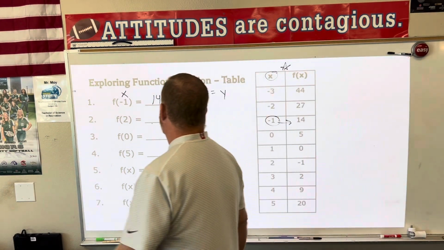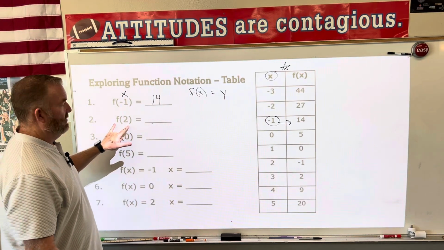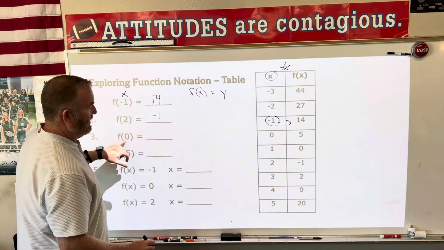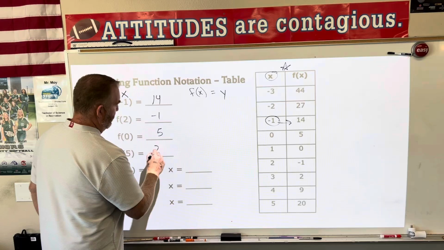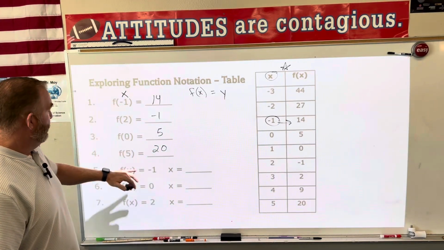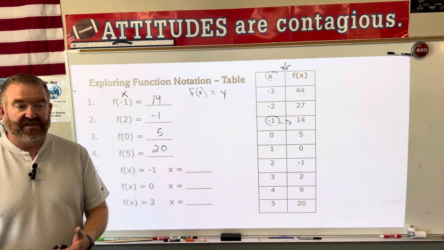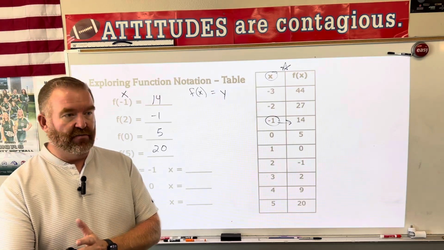All right, here we go. Hey guys, f of 2, what'd you get? -1, perfect. Hey, I love the talking. I love it because that means you're working. What's f of 0? 5, good. What's f of 5? 20. Are there any problems with that? Now, what do you notice about the bottom 3? It's backwards. So now instead of saying f of a number, now read that to me.